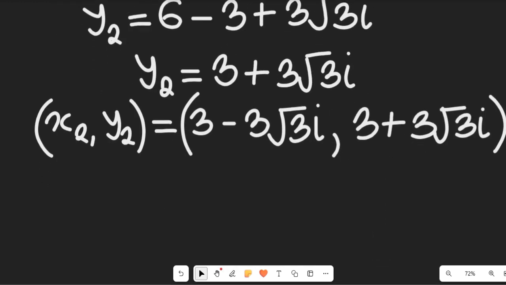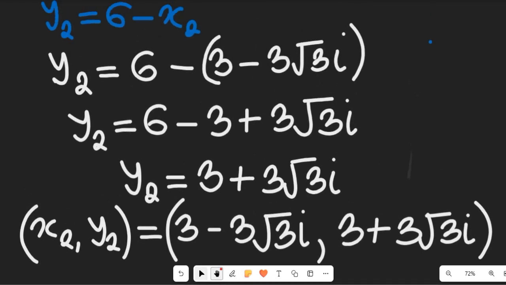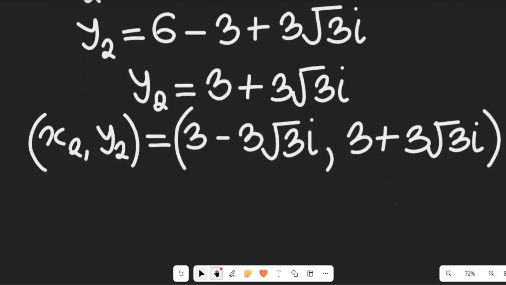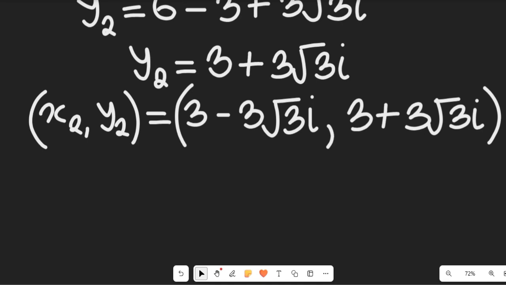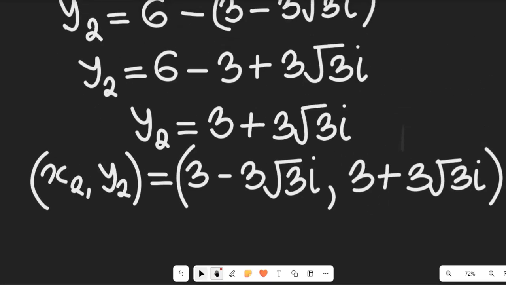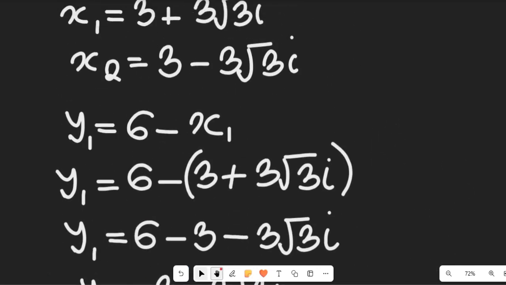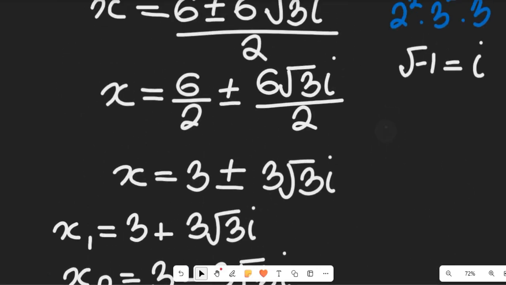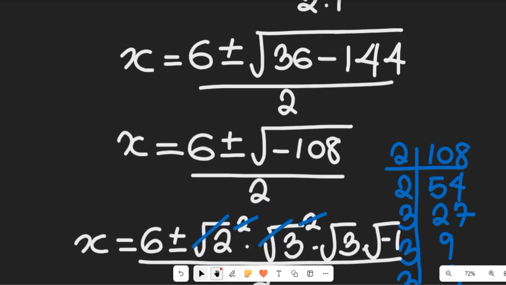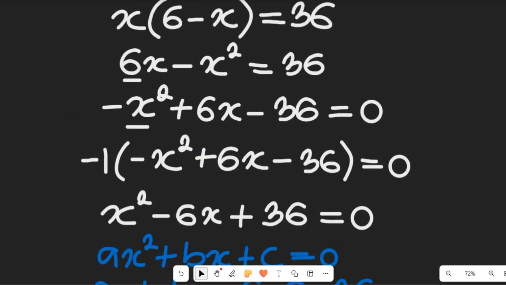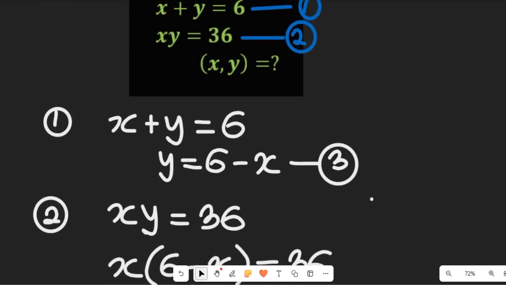So the values of x1 and y1 are as given above, and the values of x2 and y2 are as given below. Now, if we check these two solutions, we can find out if this conjugate solution we've gotten is right or not for the math expression given to us. We can find that out by inserting the values of our x and y.